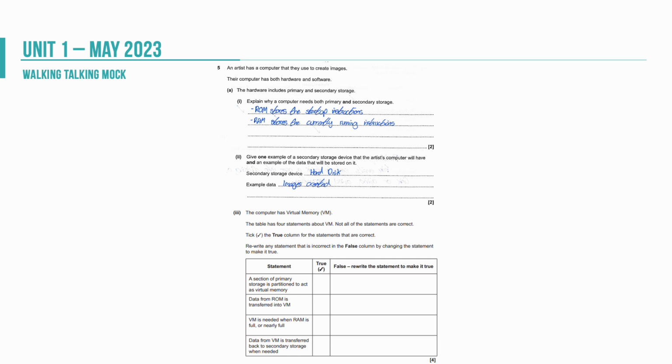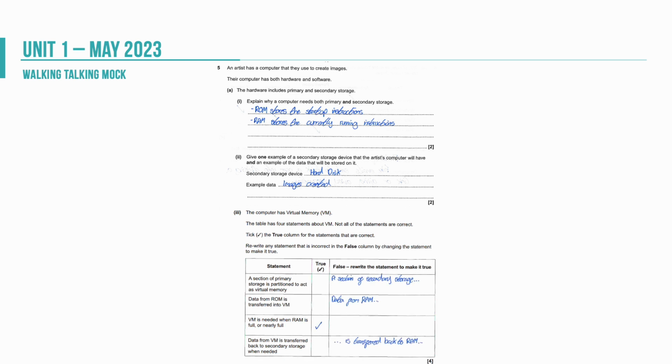Finally, we're given some statements to correct, and we're told that some of these are false, and can we correct the statements that are incorrect? So for this one, we're looking at virtual memory, and it says a section of the primary storage is partitioned. Well, that's not correct. It's a section of the secondary storage. Data from ROM is transferred. Well, it's not. ROMs are read-only memory, our startup instructions. That's always going to be in the ROM. So it's data from RAM.